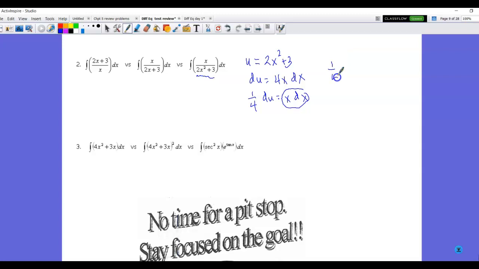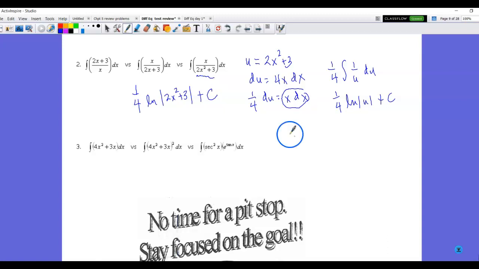Then my rewrite becomes 1/4 antiderivative of 1 over u du. The antiderivative of 1 over u gives me ln absolute value of u plus c. Resubstitute: 1/4 ln of 2x squared plus 3. You know what I'm going to say. Don't forget the c. So that's the third part of problem number 2.